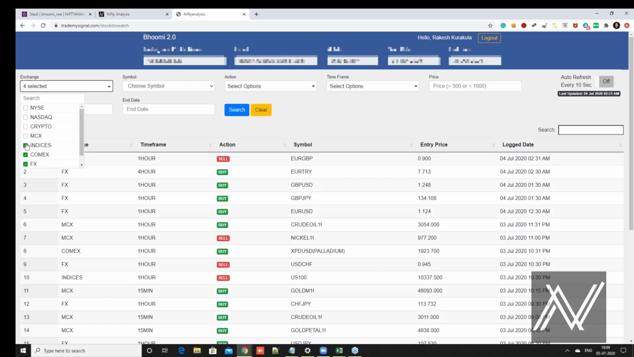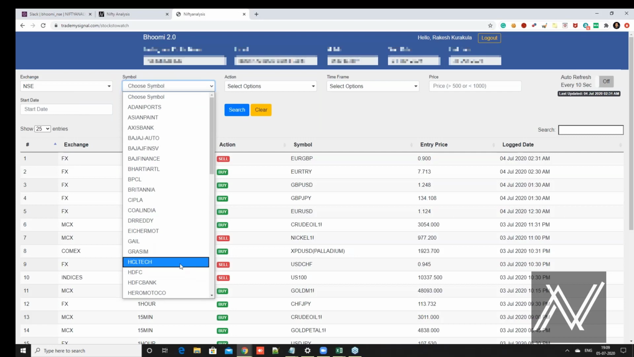So let's assume that because I'm an admin, I have access to almost all the exchanges that we have. But I'm just going to show you how NSE looks. Once you choose NSE, you can filter out the stocks based on your criteria.